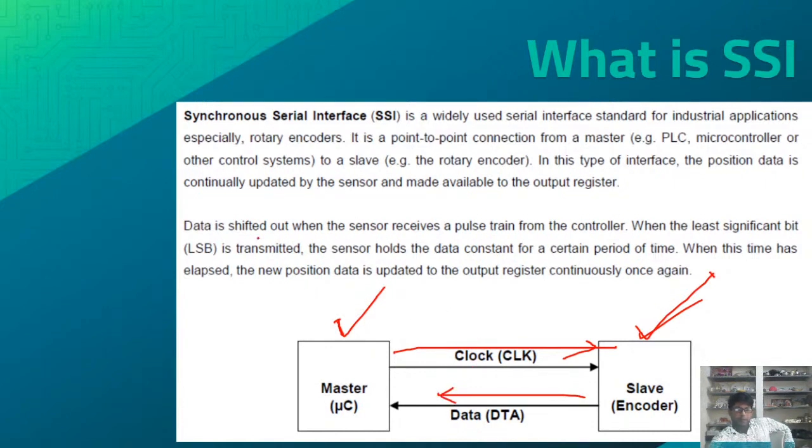So the data is shifted out when the sensor, that means the encoder, receives a pulse train from the controller. We will slowly come to know how it is. Once the least significant bit, the LSB, is transmitted, it needs a pause or hold for a certain period. Once this time has elapsed, you again give the clock to the sensor, and then again it will transfer the data.